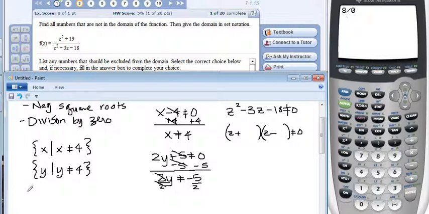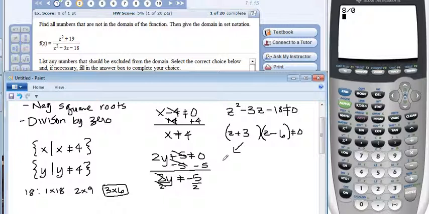My factors of 18, let's list them over here. We've got 1 times 18, 2 times 9, and 3 times 6. Since this is a negative, I have to subtract to get a 3. That's this pair right here. Since I have a negative middle term, I'm going to put the bigger number with the negative and the smaller number with the positive. Okay, I'm going to re-FOIL to make sure that I've done it correctly.